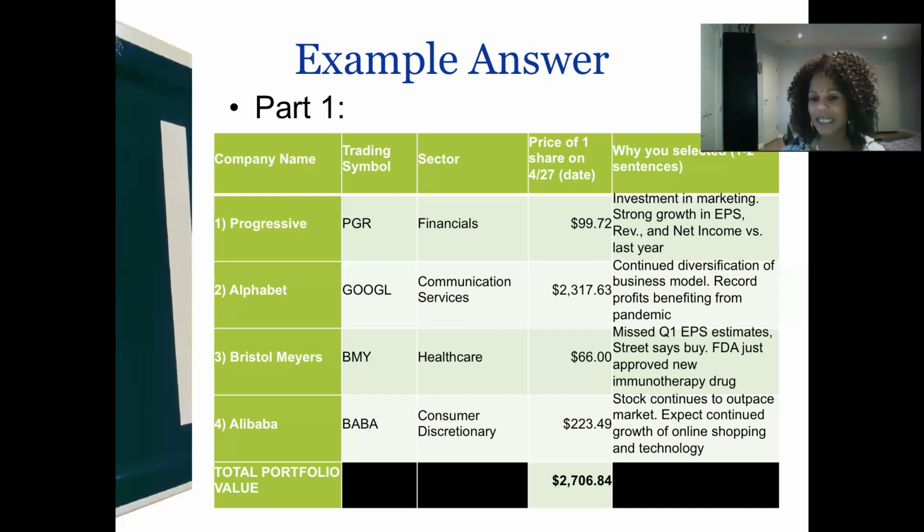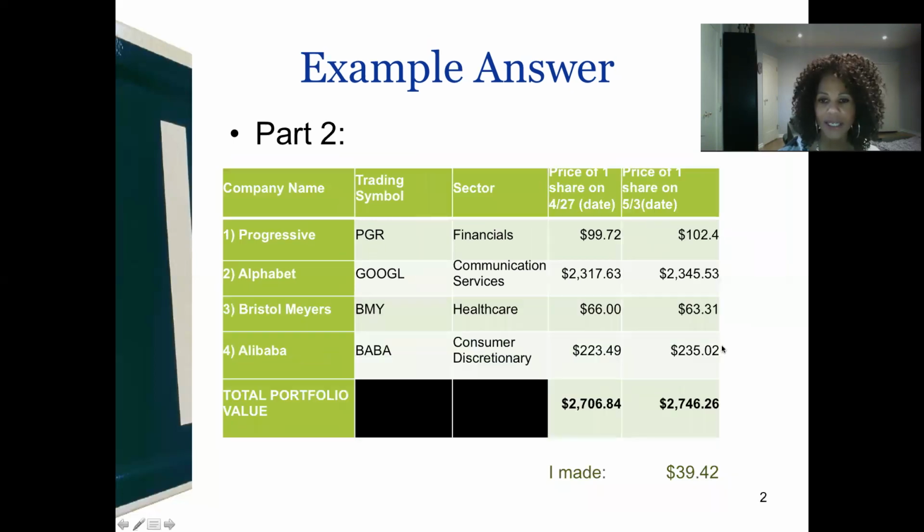And why I picked it, you can see here, is the stock continues to outpace the market in its growth. And analysts say it's expected to continue to grow based on their online shopping and other technology. So that's why I thought it was a good stock to pick. So let me just show you real quickly where you can get information on the stock, the company, as well as the sector. So let me get out of this for a second.